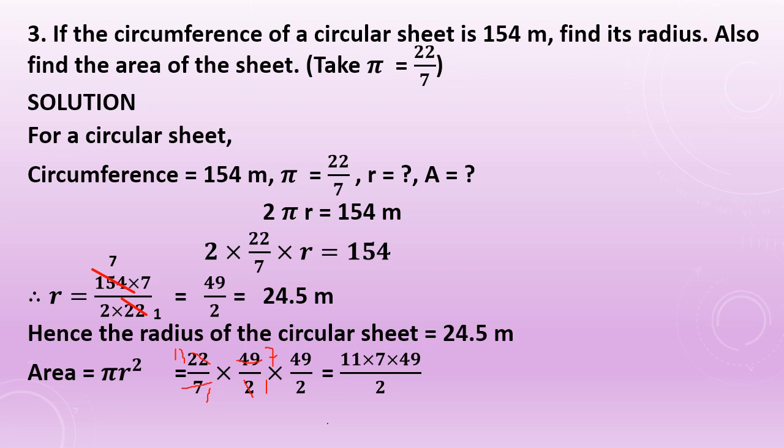So the numerator is 11 into 7 into 49 whole divided by 2, which gives 1886.5 meters square, which is the area of the circular sheet.